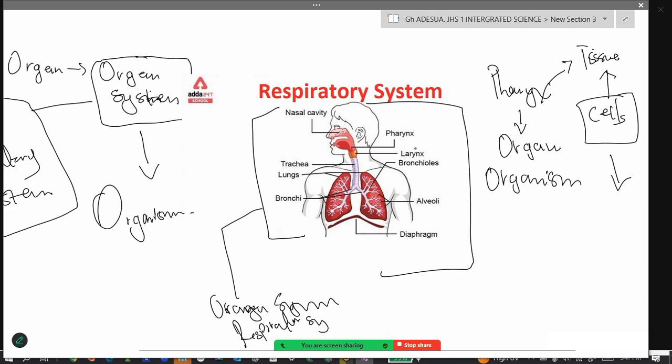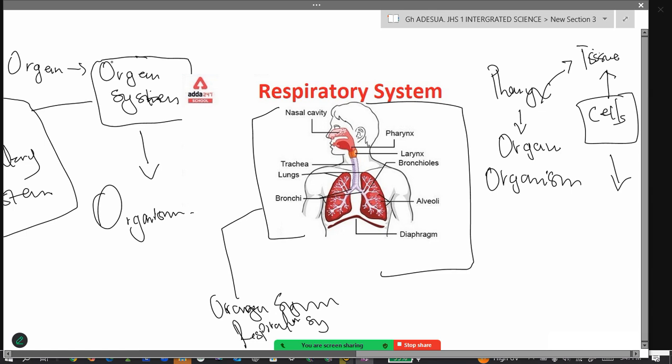Now, before we talk about that, let's imagine that someone has breathed in air. We can breathe air either through our mouth or through our nose. You know that if you cover your nose, you can still breathe through your mouth.